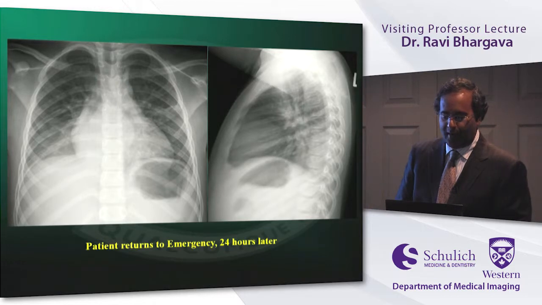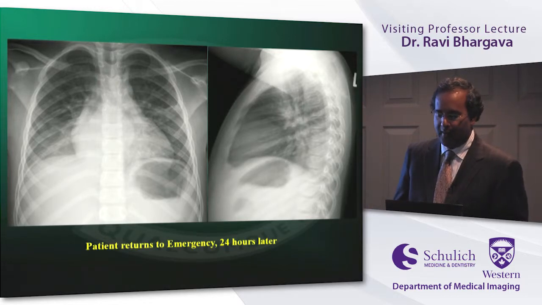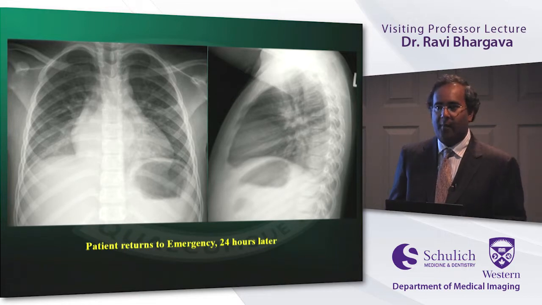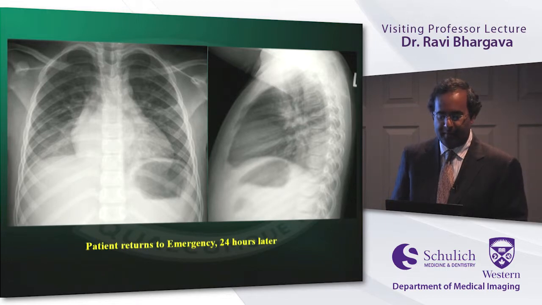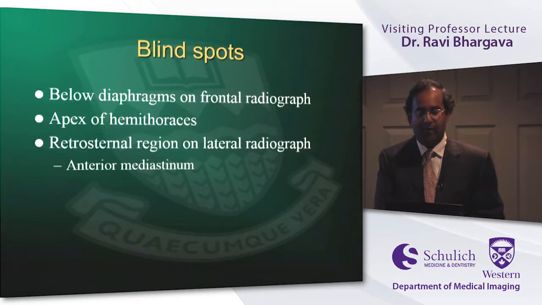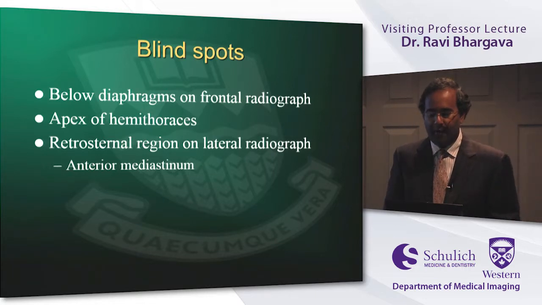So one of the things that you should do, and I find it harder on a lateral, I find it a lot easier in a frontal projection, is to stare below the diaphragms and take a look. The lucency should be the same on both. So this was an example of pneumonia. So this is another example of a blind spot.